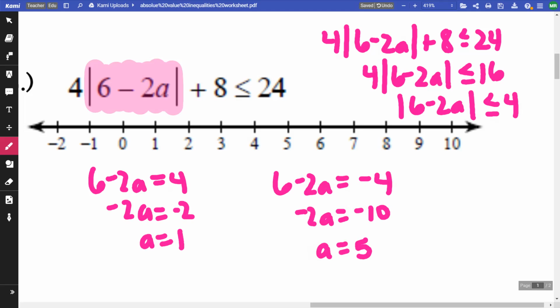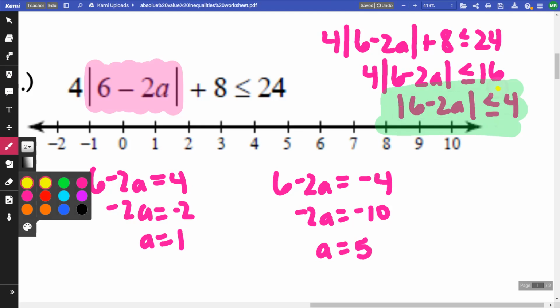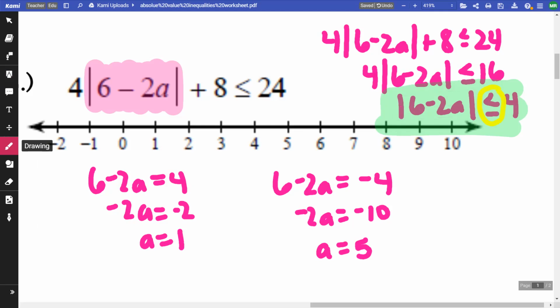And I look to where I have it isolated over here. Okay, this is where I have it isolated, and what I'm going to focus on is the inequality here. I want it less than or equal to. So the or equal to part means I'm going to have solid circles. So I'm going to have a solid dot at 1, a solid dot at 5, and either I'm going to shade in between or I'm going to shade out.